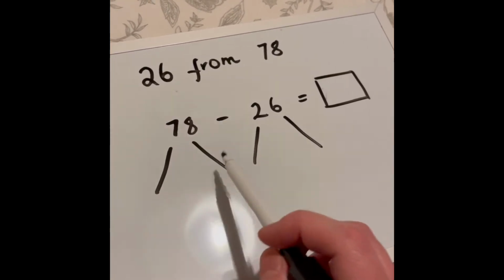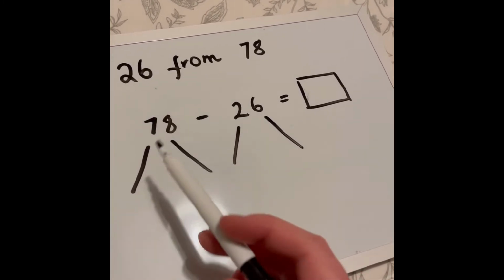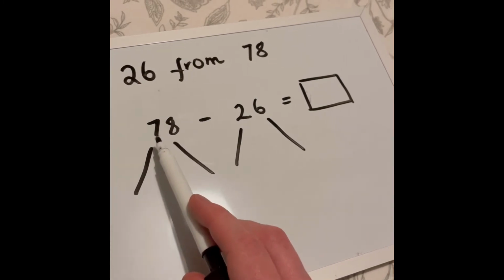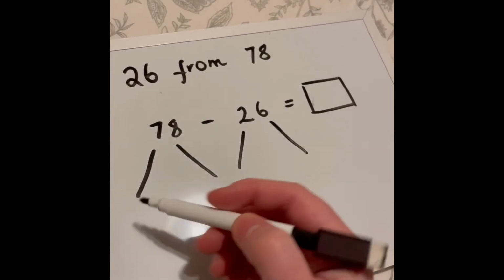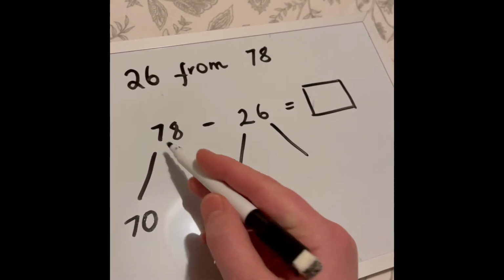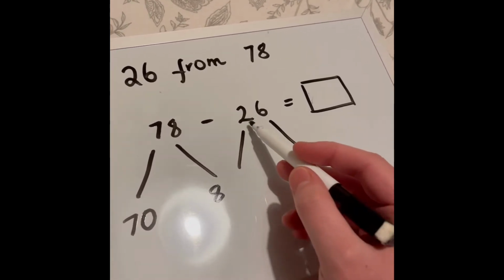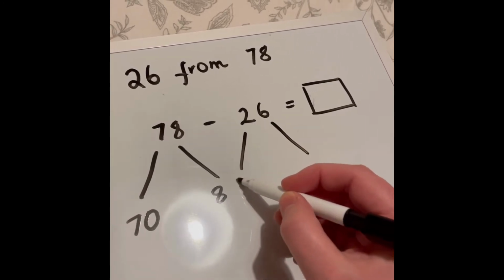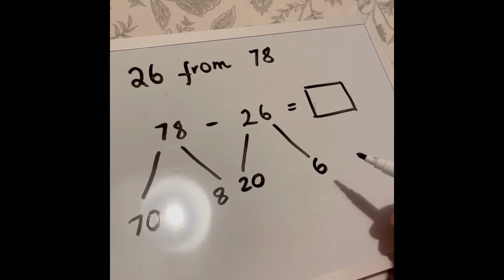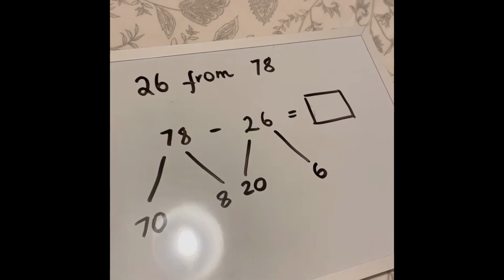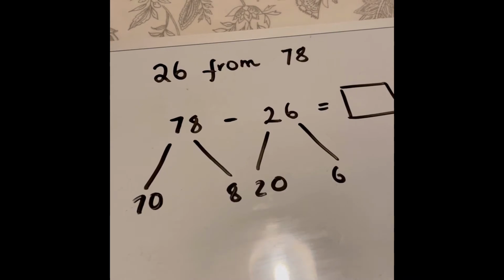So first of all, we're going to split our numbers, we're going to partition our numbers into tens and ones. So in the number 78, in the tens column, there are 7 tens. So that stands for 70. That is the value of that number, 70. And then we have 8 ones. So we've got 70 and 8. Here we've got number 26, so that's 2 tens in the tens column, which means 20. And 6 ones. So we're using our number bond diagram first so that we can take away the tens, then take away the ones.